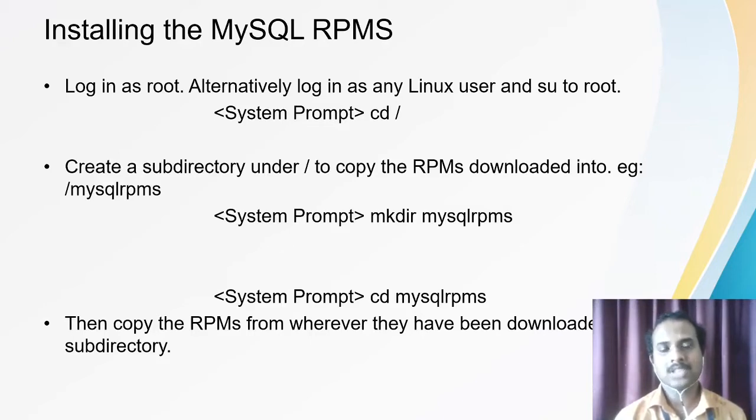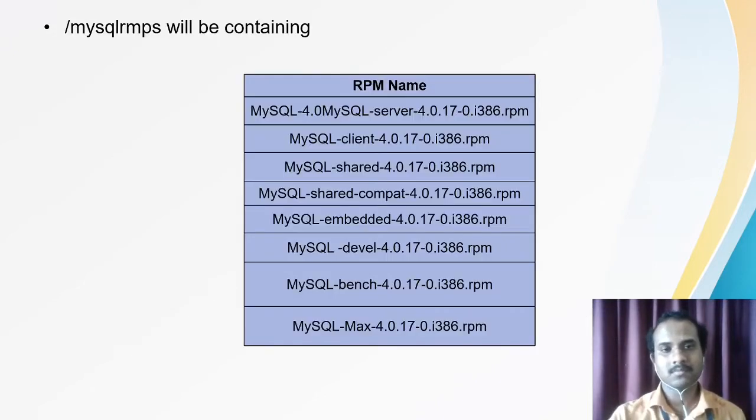Afterwards, I will change the control from root to the subdirectory, that is MySQL RPMs. You can use the cd command again, cd MySQL RPMs. In the MySQL RPMs directory, you are going to store, or copy, all the downloaded RPMs. So these are the different RPM files that we have downloaded.